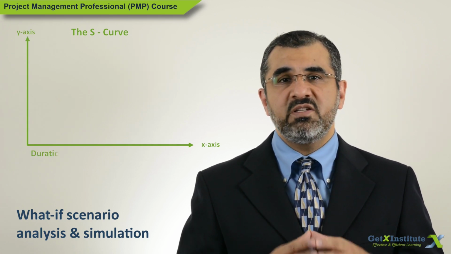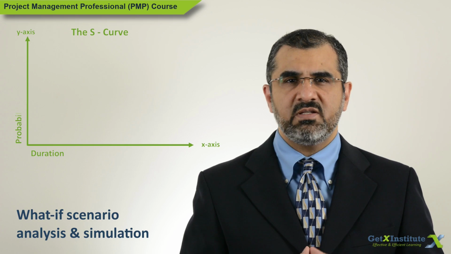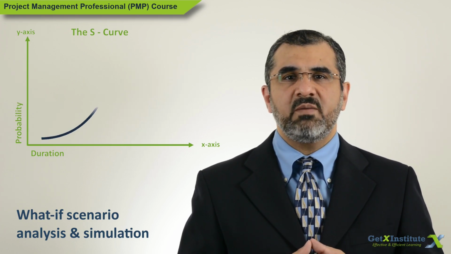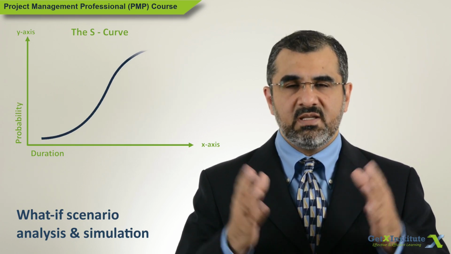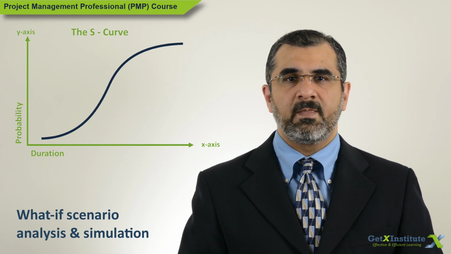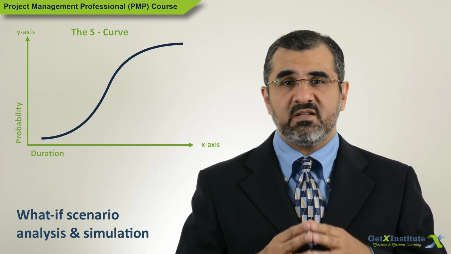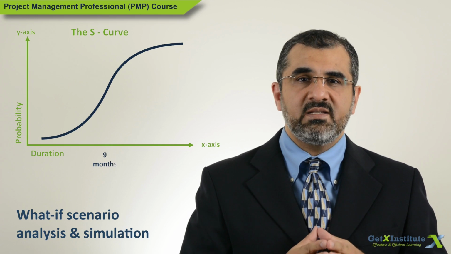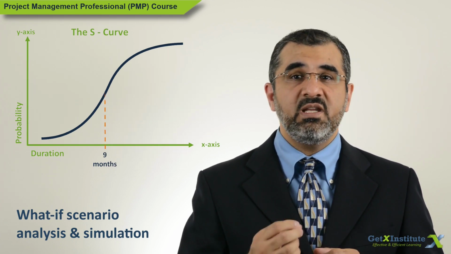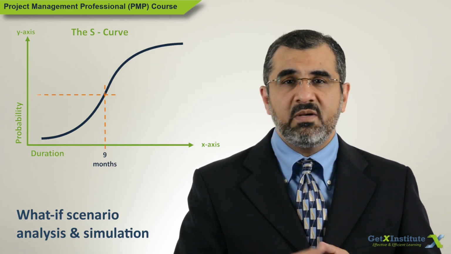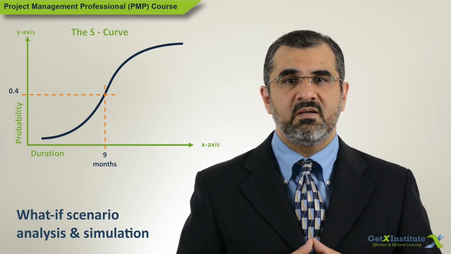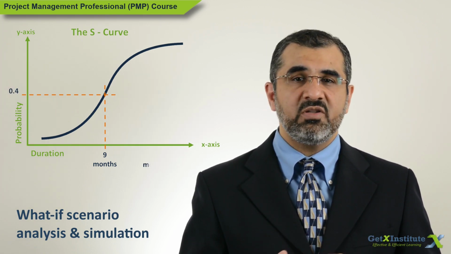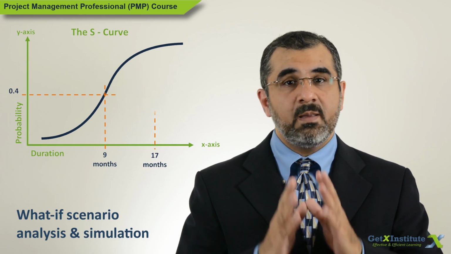A probability distribution can also be plotted, which almost always comes up as a normal curve due to the size of the data. Now if we read the S-curve shown, it tells us that the probability of completing the project in 9 months is only 40%, but the chances of finishing the project in 17 months is 90%.